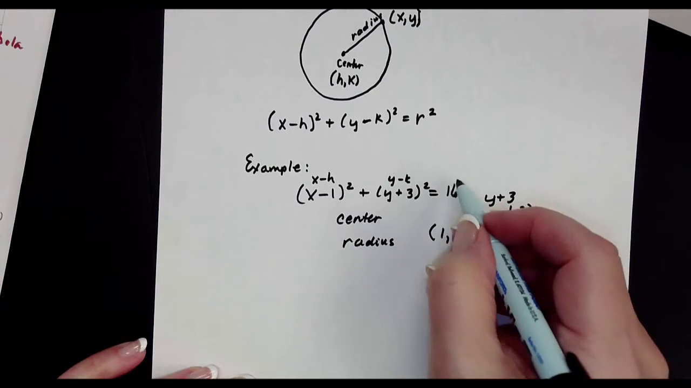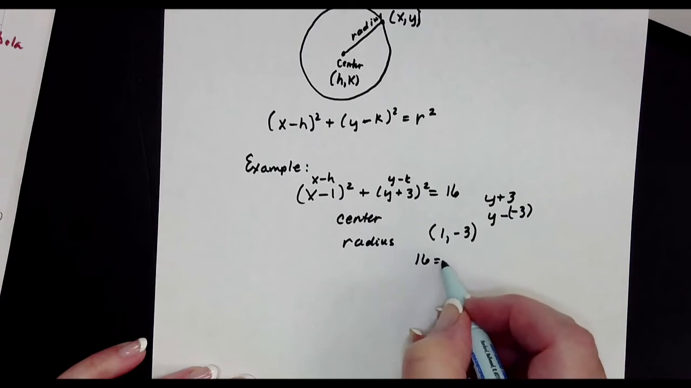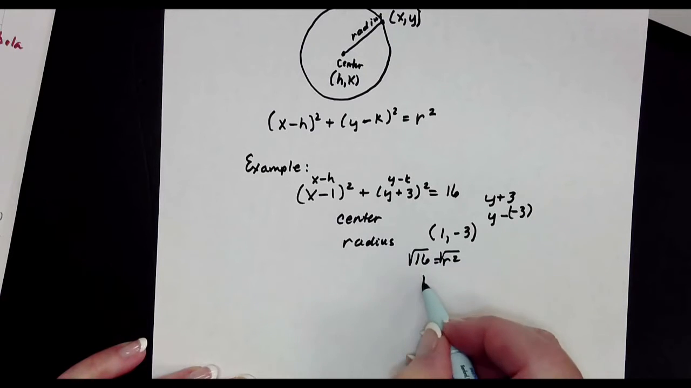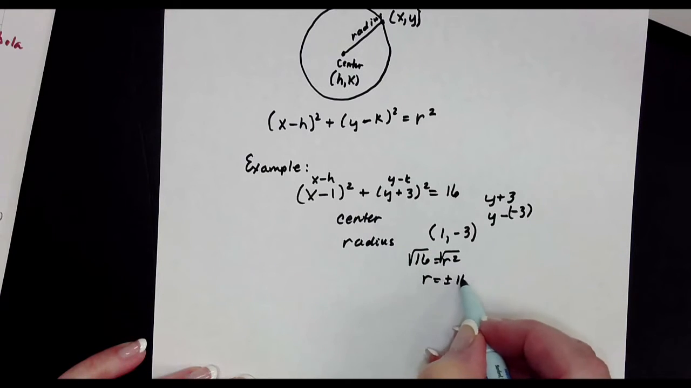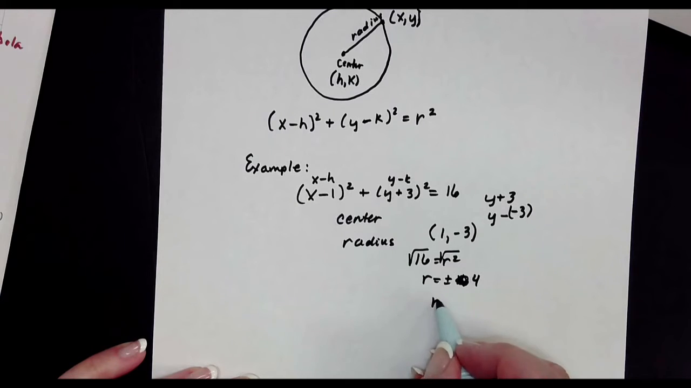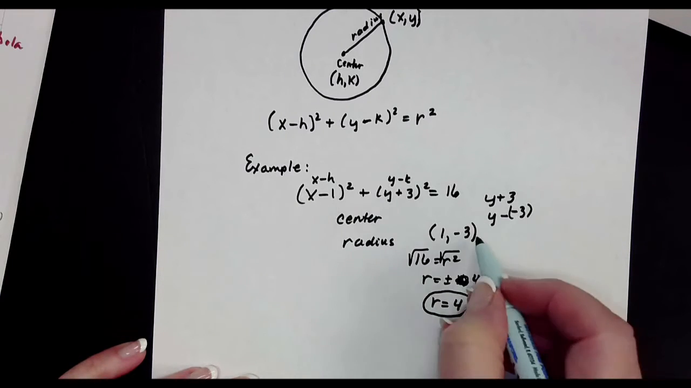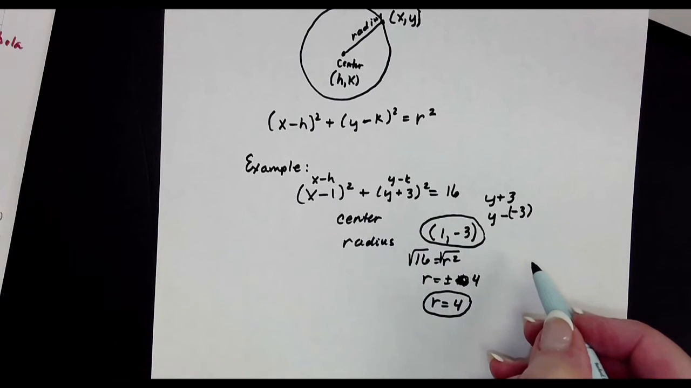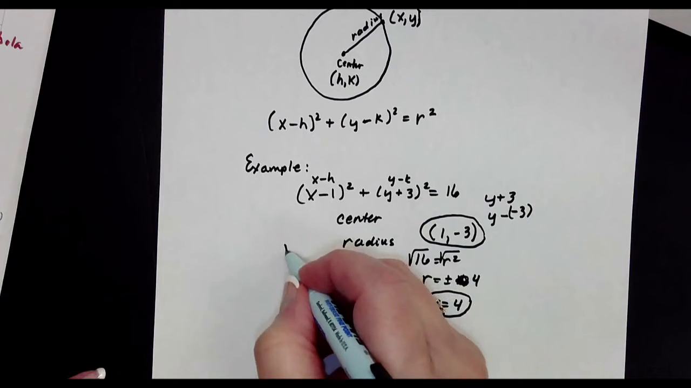My radius is r squared, so 16 equals r squared. Square root on both sides, and I get r is going to be plus or minus 16. Nope, plus or minus 4. Now, with the plus or minus 4, we're talking about a distance, so r is just going to be 4. So we've got the center and we've got the radius. Now, once we've got those two things, then we can draw the picture of the circle.